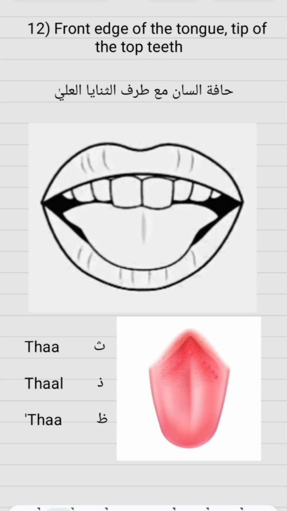The next pronunciation we have is حافة اللسان مع طرف الثنايا العليا. Right, so the front edge of the tongue will touch طرف الثنايا العليا, which means طرف, which is the tip of, and ثنايا العليا, which is the top two teeth, the central incisors. There are three letters that come from this pronunciation. The first letter is tha, the second one is dhal, and the third letter is dha.